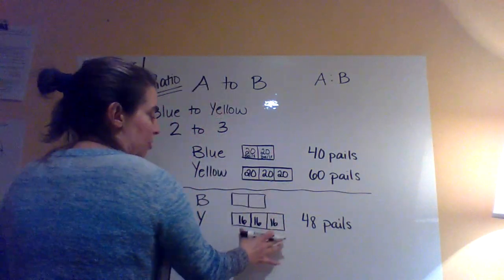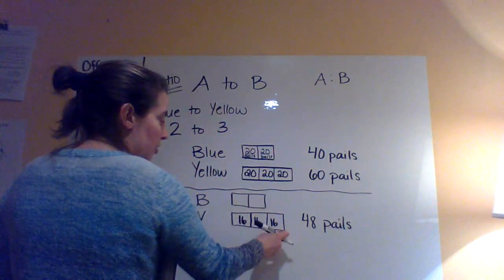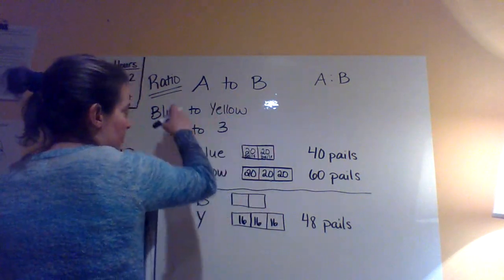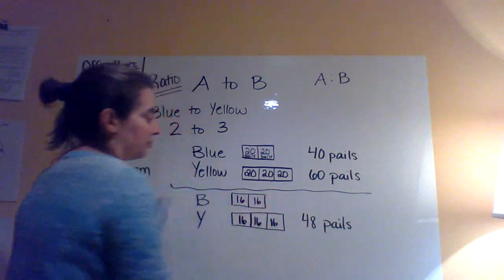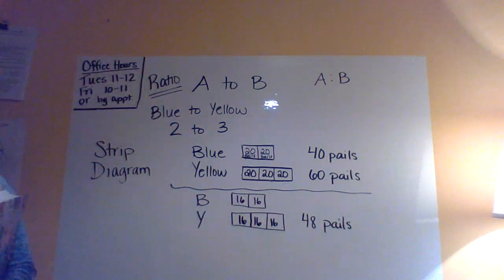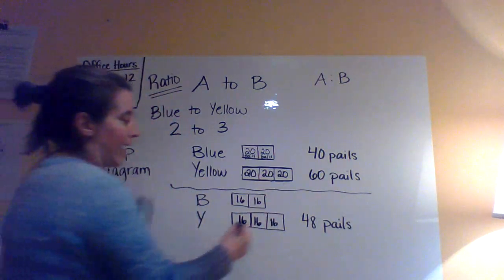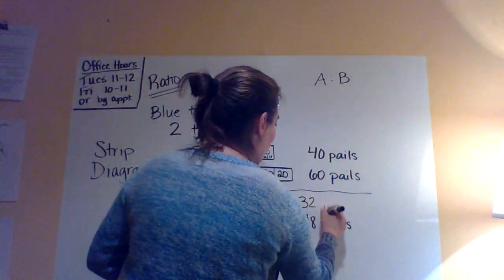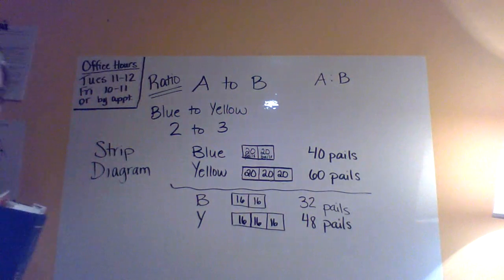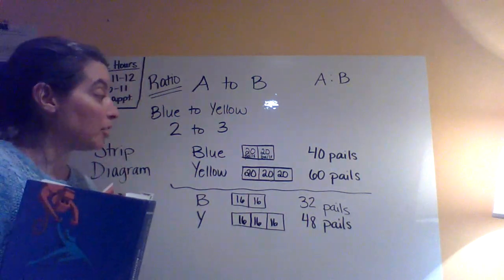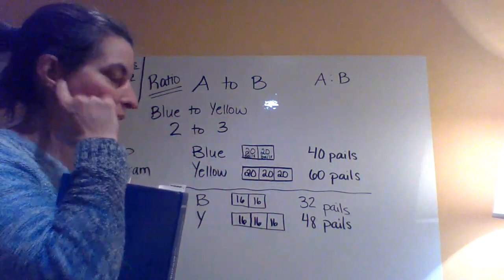In a ratio, if I'm splitting this quantity into this number of groups, I'm going to split the other quantity into that number of groups of the same size. So I'm going to have 32 pails of blue paint. Okay, I'm going to stop this video. I'm going to come right back. We're going to keep talking about this problem.